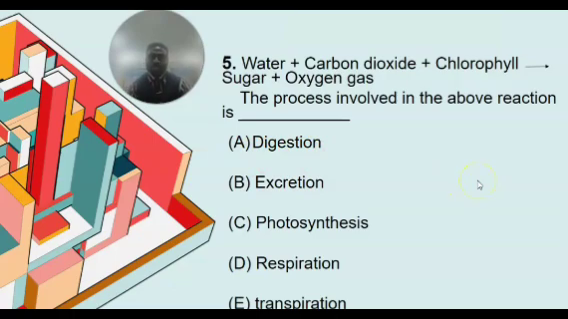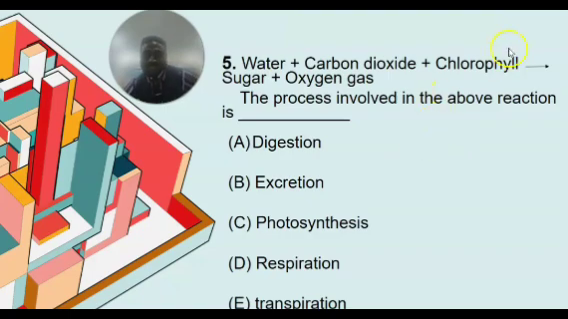Water plus carbon dioxide plus chlorophyll results to sugar plus oxygen gas. The process involved in the above chemical reaction is dash. So what does the chemical reaction above represent? Is it A, digestion, B, excretion, C, photosynthesis, D, respiration, or E, transpiration? I guess you've treated this in your grade 7 or grade 8, or your year 7 or 8 as the case may be. So what's the correct answer? Have you penned that down in your biology notes?